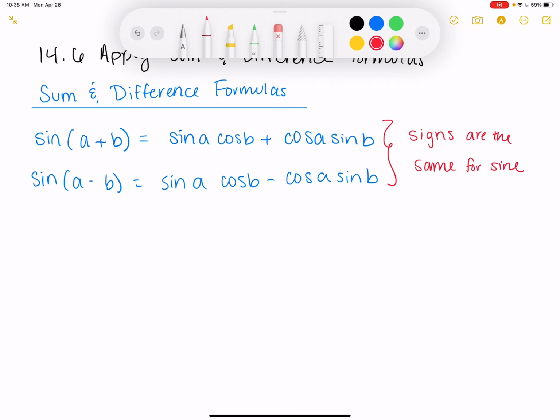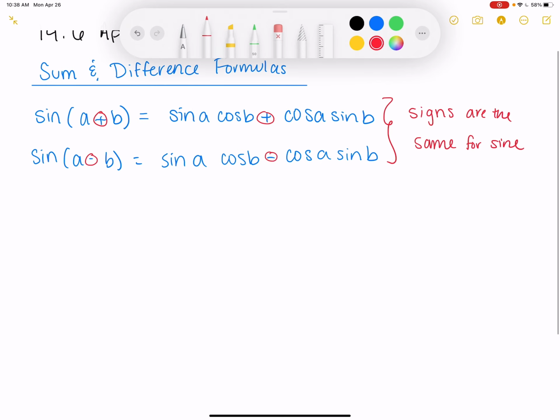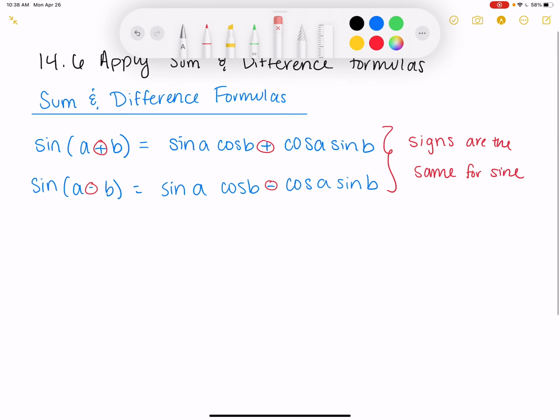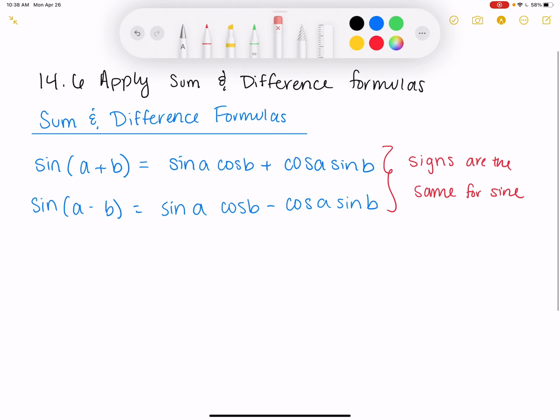Okay, so for sine, these signs are the same. Okay, positive, positive, negative, negative. I don't like this. It's horrible. Well, this is the easy one. Signs are the same for sine. Oh, that's not how you spell sine.